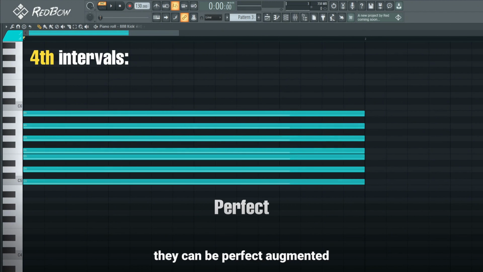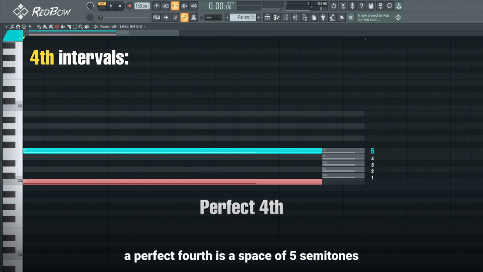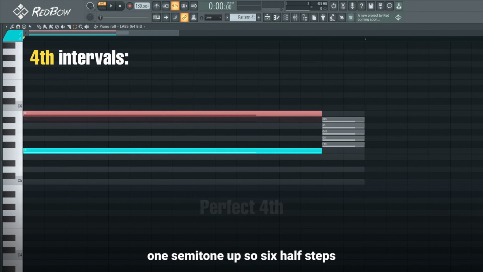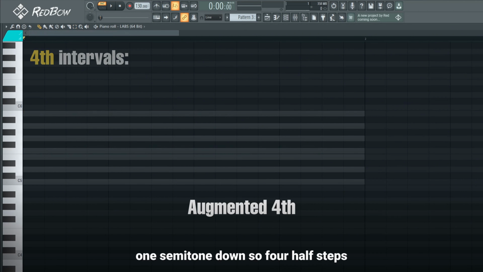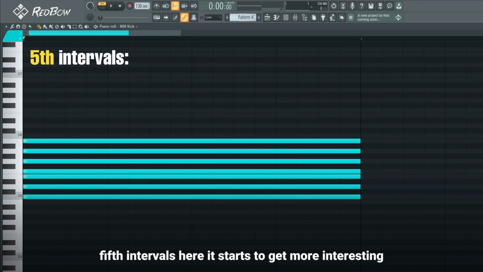Anyway, fourth intervals can't be major nor minor. They can be perfect, augmented, or diminished. A perfect fourth is a space of 5 semitones. 1 semitone up, so 6 half steps, and it turns into an augmented fourth. 1 semitone down, so 4 half steps, and it turns into a diminished fourth. Fifth intervals. Here it starts to get more interesting.